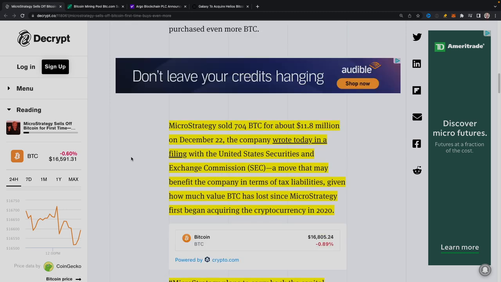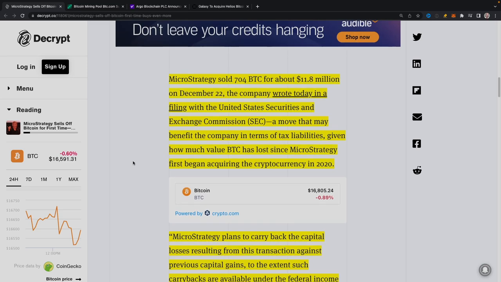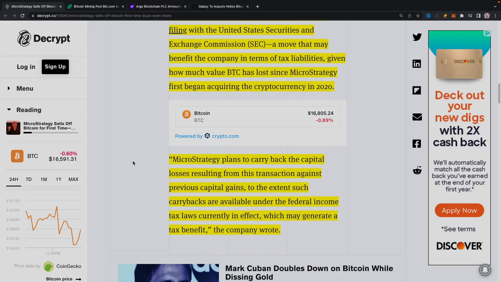So MicroStrategy sold 704 BTC for about $11.8 million on December 22nd. The company wrote today in a filing with the United States Securities and Exchange Commission a move that may benefit the company in terms of tax liabilities, given how much value BTC has lost since MicroStrategy first began acquiring the cryptocurrency in 2020. That's way down. I think their average is around 30,000.